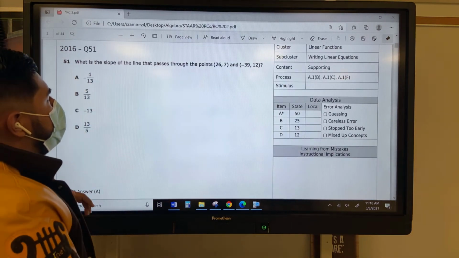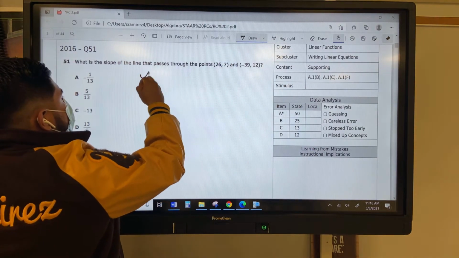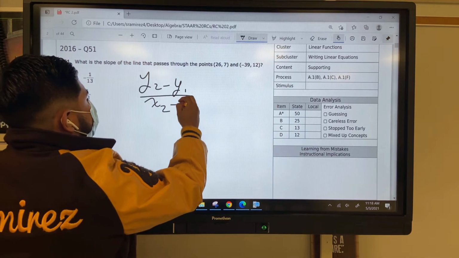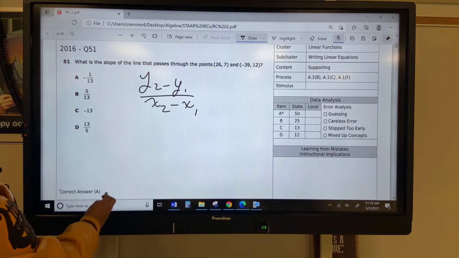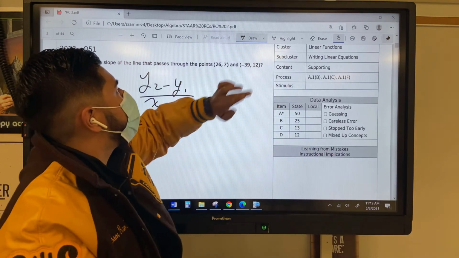I'm not going to go over this one. You should be able to do it. Remember, all you're doing is y2 minus y1 over x2 minus x1. Calculator. The answer is A. I'm not going to do it because I already did it in the previous problem.